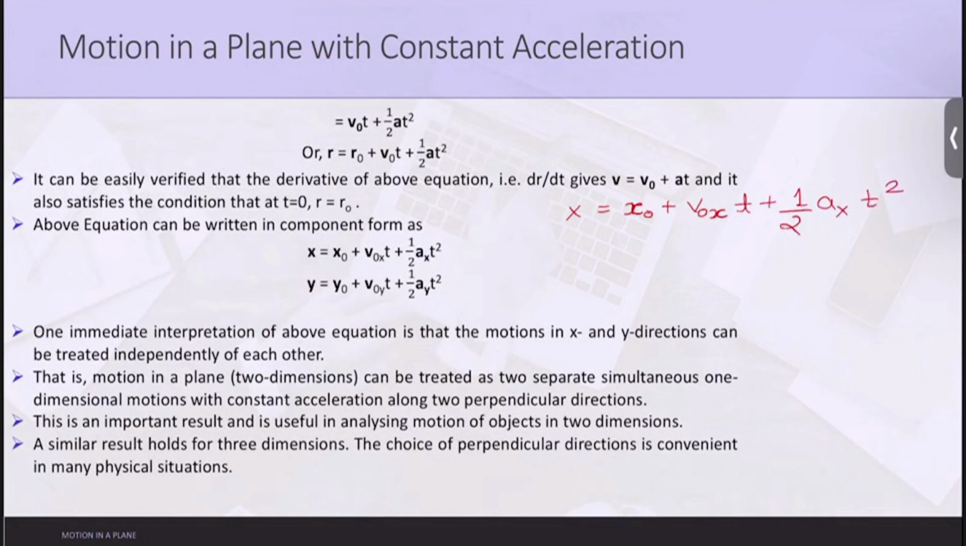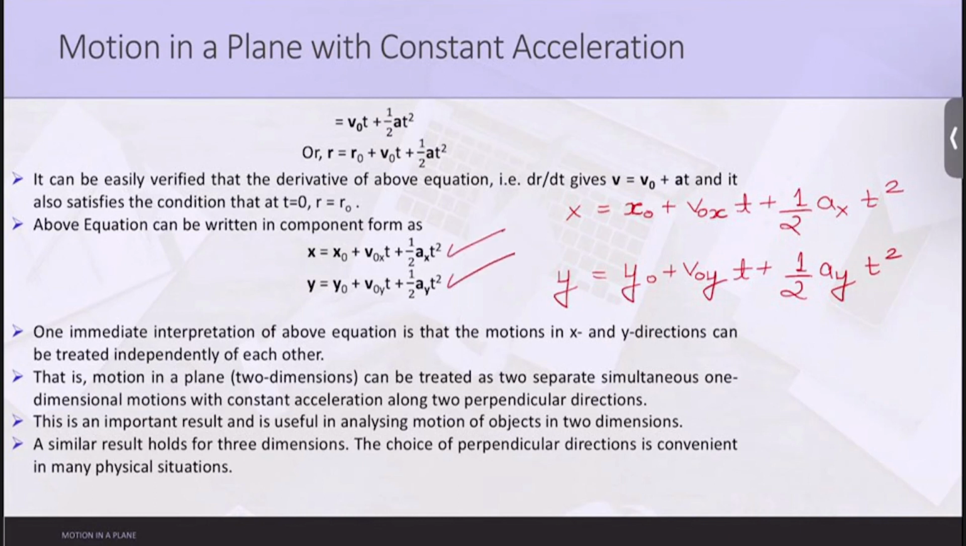Similarly, for y, it will be y is equal to y naught plus v naught y t plus half ay t square. ax and ay would be constant here because we are looking at constant acceleration. They will have some values which may or may not be different from a, depending on the scenario. They can be the same also, but it is always constant.